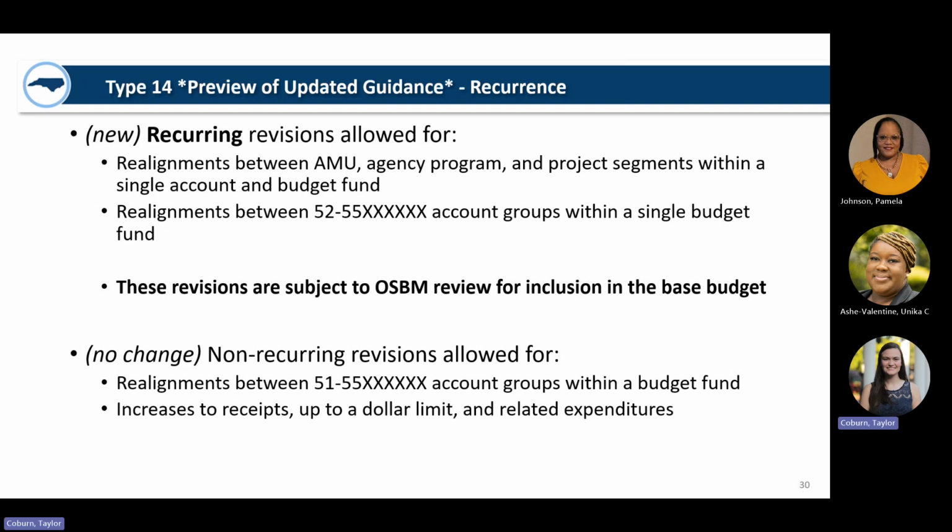This is unchanged from previous guidance: non-recurring revisions are still allowed on Type 14 revisions for realignments between your 5.1 to 5.5 account groups within a single budget fund, as well as for increases to receipts and related expenditures up to a dollar limit that we'll discuss in a couple of slides.